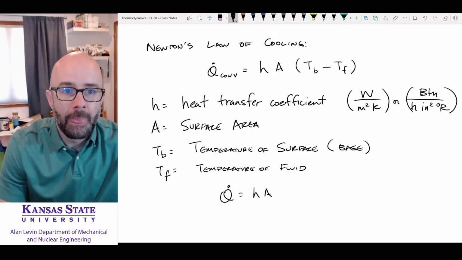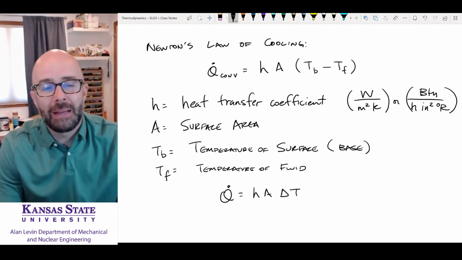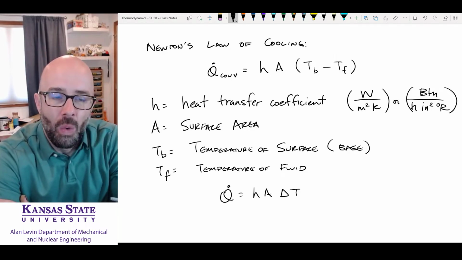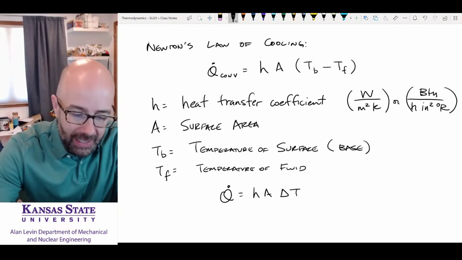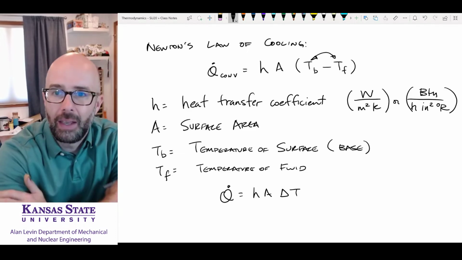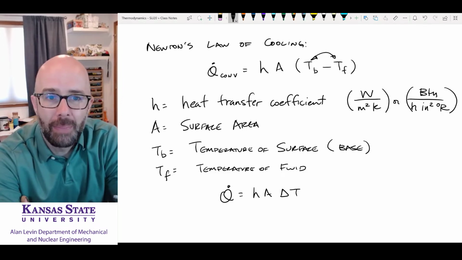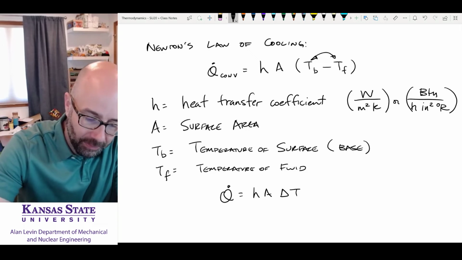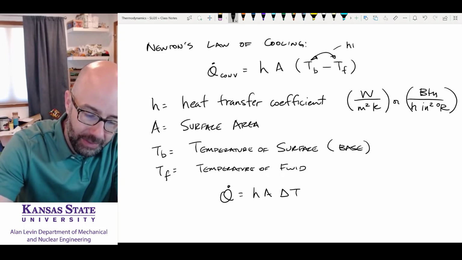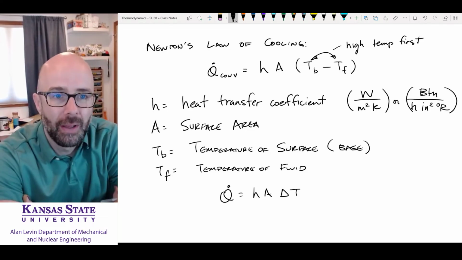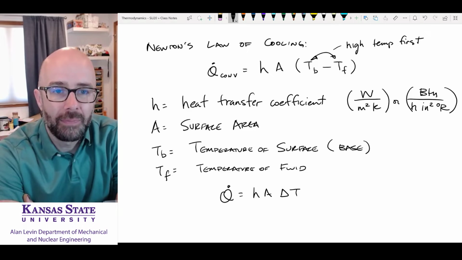Okay. Now, note this. This is very important, and it's something that you have to think about. What we're going to want to do with these temperatures here is these can be changed. You can do fluid minus base. You could do base minus fluid. We put the high temperature first, because we don't know.